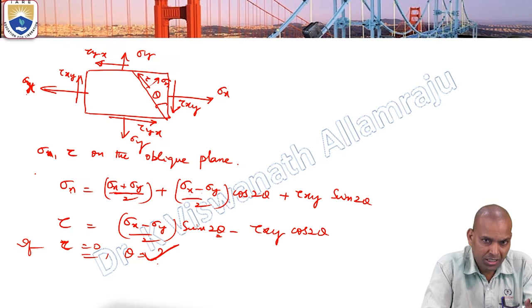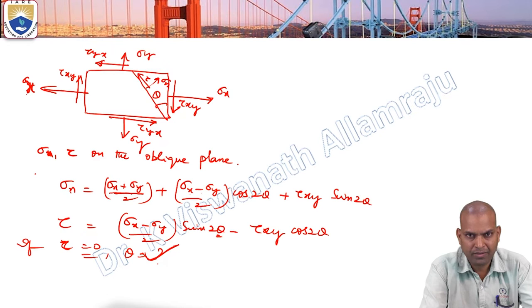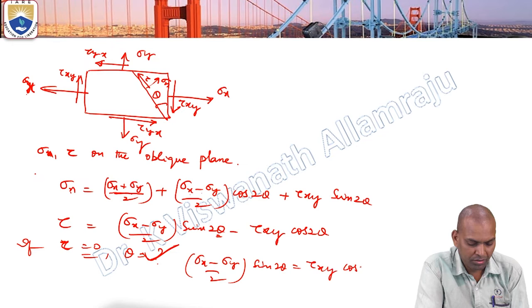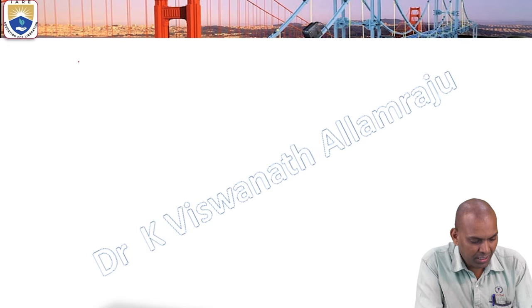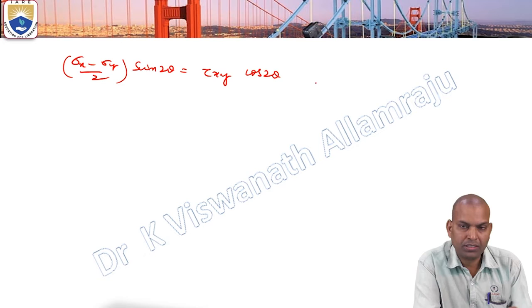The stresses on the principal plane are known as principal stresses. So why should we study these principal stresses and principal planes? We will study that after the calculation. Now, (sigma x minus sigma y) by 2 sine 2 theta equal to tau xy cos 2 theta. As we calculated here, (sigma x minus sigma y) by 2 sine 2 theta equal to tau xy cos 2 theta.